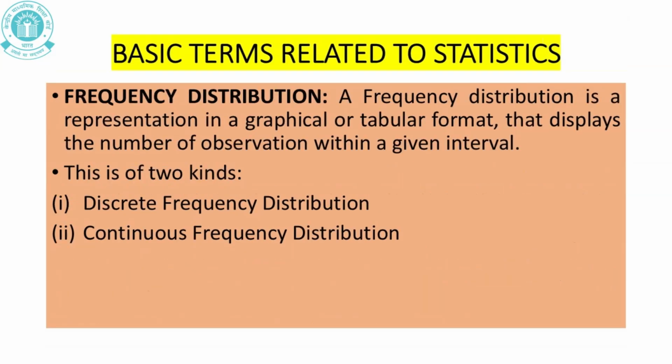Frequency distribution. A frequency distribution is a representation in a graphical or tabular format that displays the number of observations within a given interval. This is of two kinds: discrete frequency distribution and continuous frequency distribution. Let us first understand about discrete frequency distribution table with the help of some example.